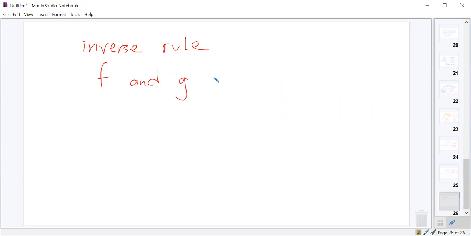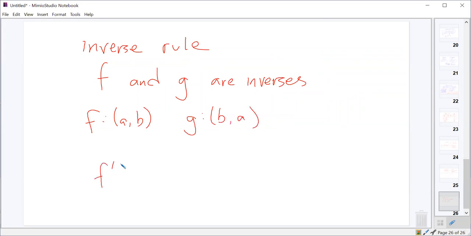It says that if f and g are inverses, and f contains a point (A, B), that means that g contains a similar related point, (B, A), and that f prime of A is 1 over g prime of B. Okay. And this rule shows up, I would say, almost every single year in the multiple choice.